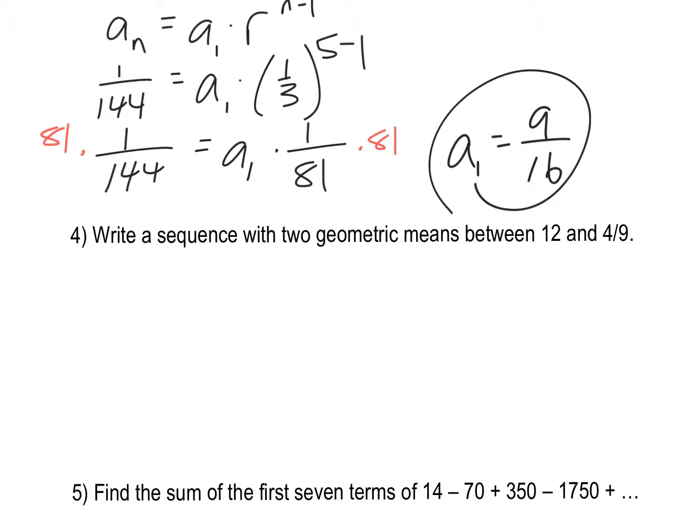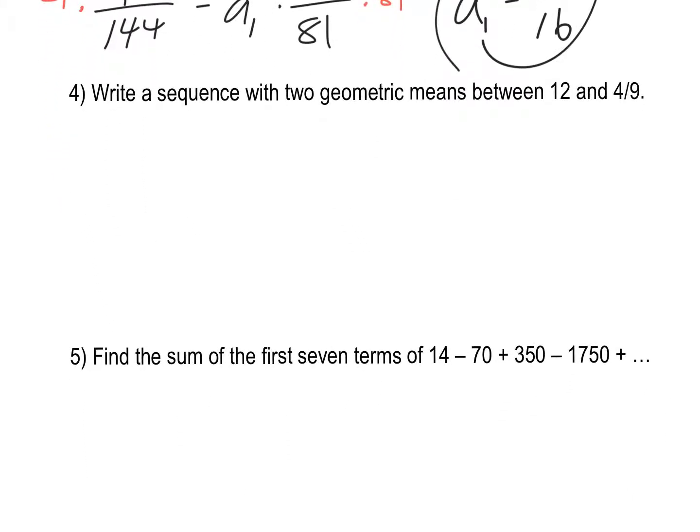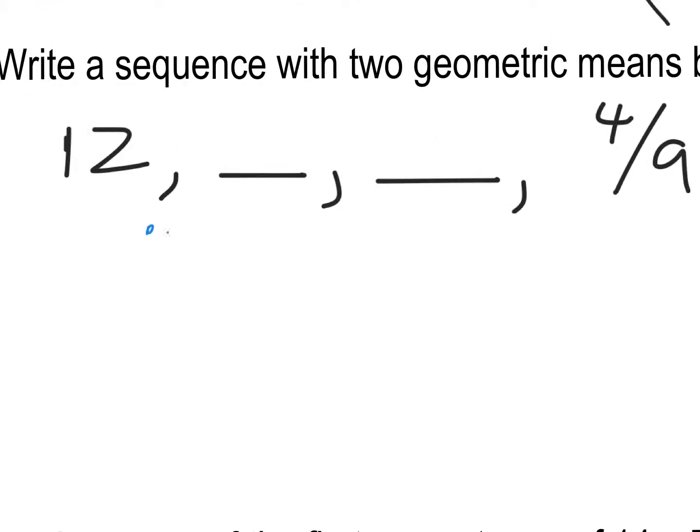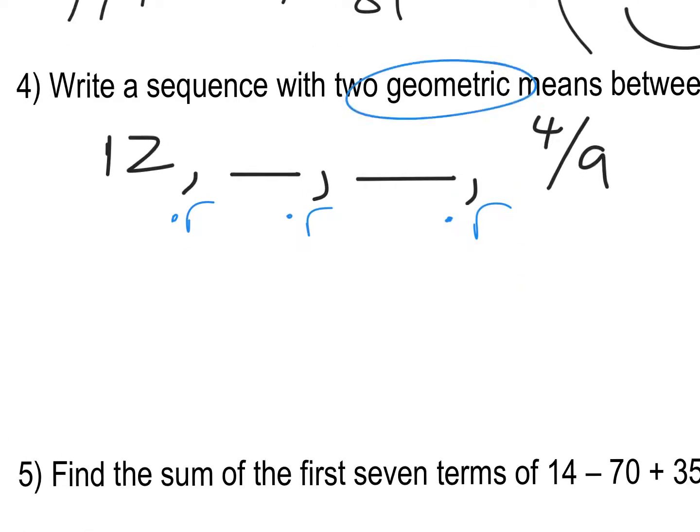Number 4, write a sequence with 2 geometric means in between those two numbers. So remember how we set up the arithmetic means problems? We put 12 in between a blank and another blank and 4/9. And remember we did like plus D plus D plus D. Well, in this case, we're multiplying by something, so it's times R times R times R. Since it's a geometric series or means, I know that I'm using R and not D, and I know I'm multiplying and not adding.